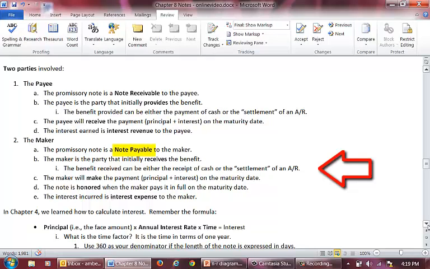The note is the notes payable to the maker because once the benefit is received, the maker owes money to the payee. The maker will make the payment of principal and interest on the maturity date, and the interest incurred is interest expense to the maker.